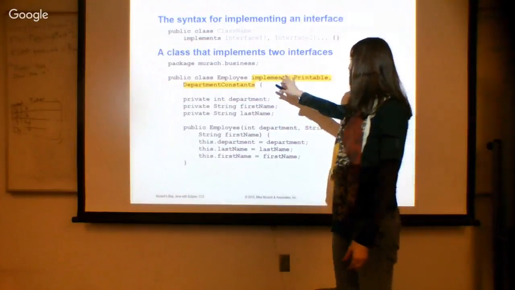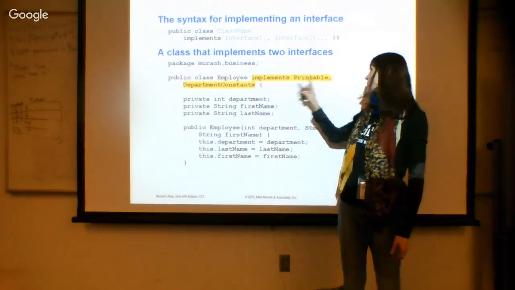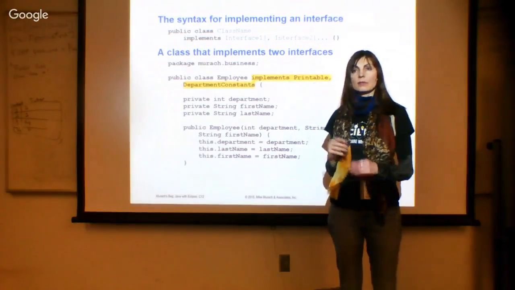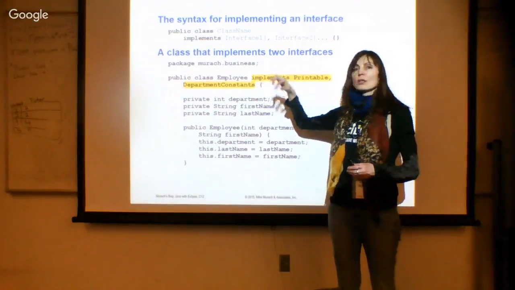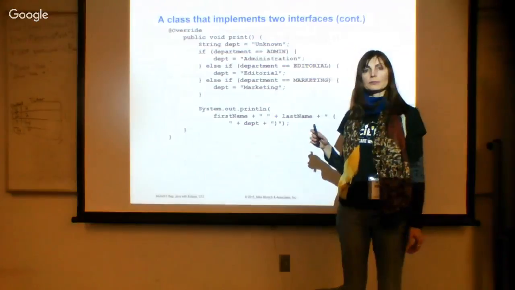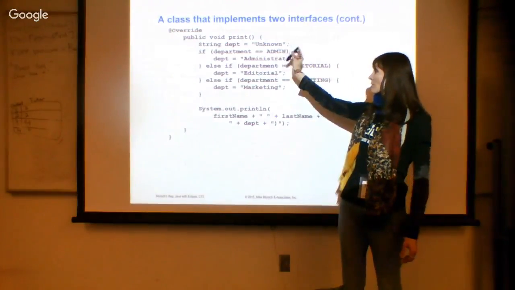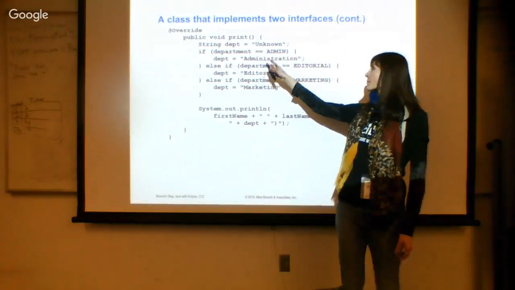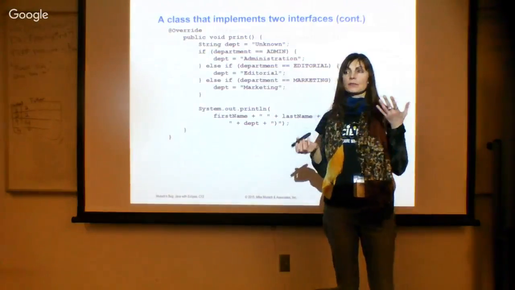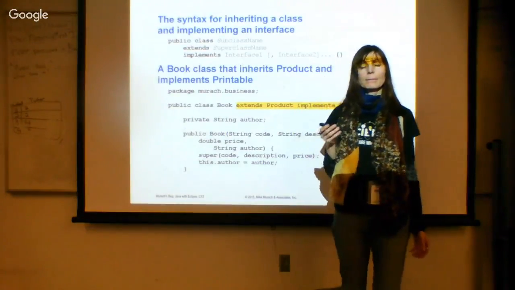So here is the syntax. If you have a class that implements a couple interfaces, this is what it would look like: Printable, comma, DepartmentConstants, right? And you can mix and match your custom interfaces with the ones from the Java API. And now your print method might look something like that. You're going to just print out different types of rows based on the static constants in the class.